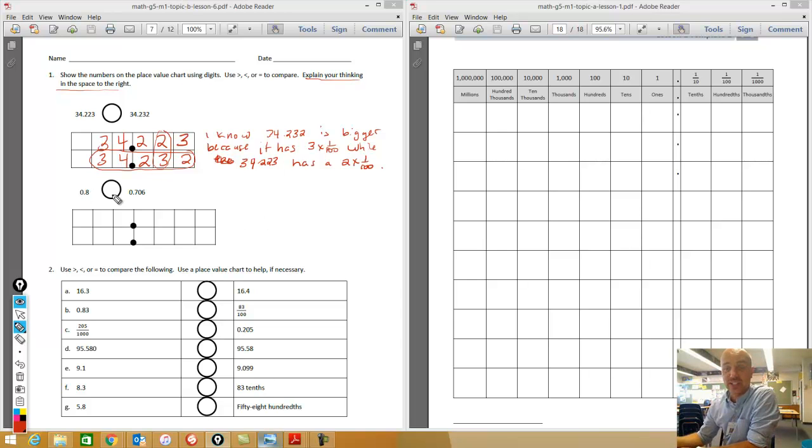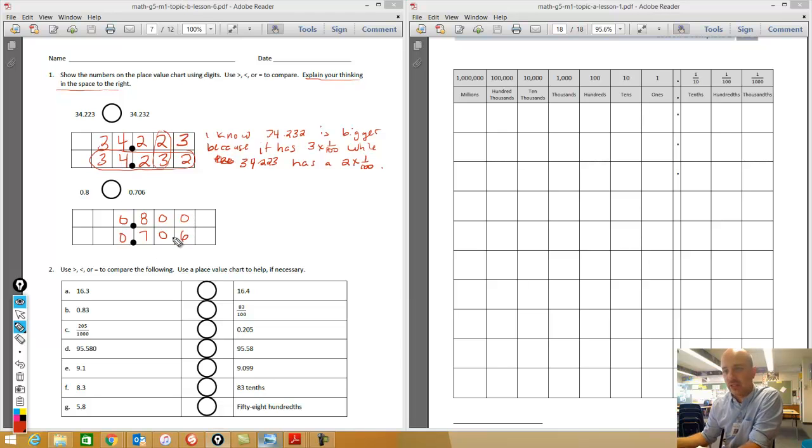Okay, let's take a look at this one on the bottom. We have 8 tenths and I have 706 thousandths. It's the same thing. I need to make sure they're getting right in the correct spots. So up here I have 8 tenths and down here I have 706 thousandths. If I treated these 8 tenths in thousandths, I would have 800 of them.